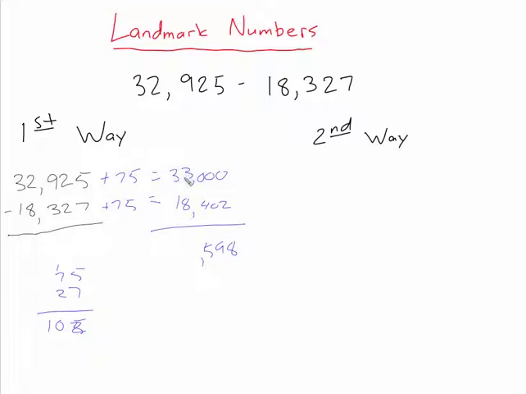That's going to change this down to 32,000 now that I've used that. And so you can either do it over here or you can do it mentally. 32,000 minus 18, 12 here, that's going to be 2, that's going to give you 14. So that answer is going to be 14,598.